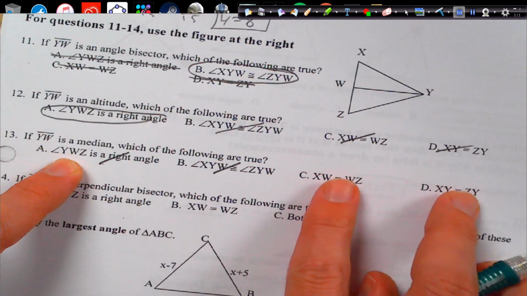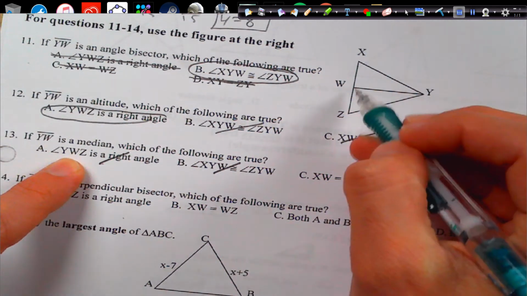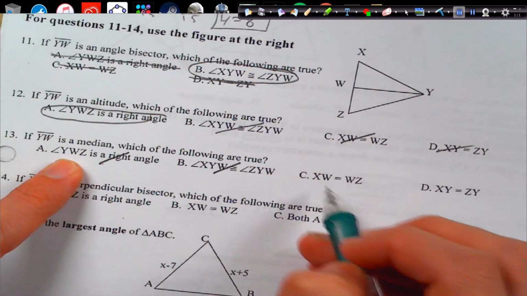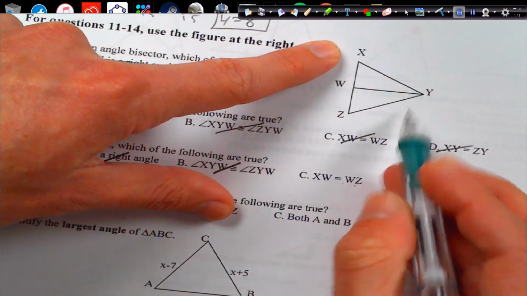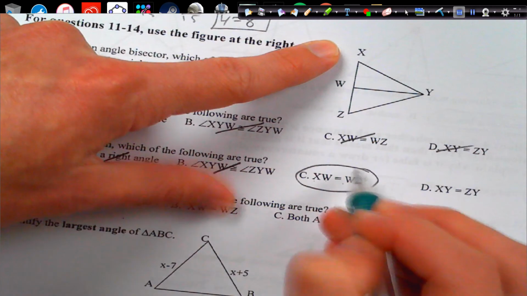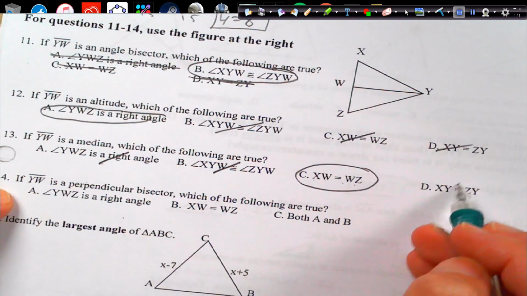So it's going to be one of these two. Well, I know it splits this segment in half, so I'm guessing XW and WZ are congruent, so that would be true, and that one would not.